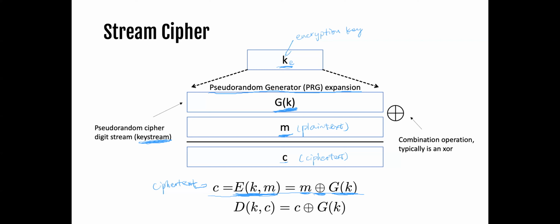Okay. And then similarly, for decryption, you still have the key. And again, do remember that this is a symmetric crypto. So the key will be the same, right? So here you can consider this as an encryption key.